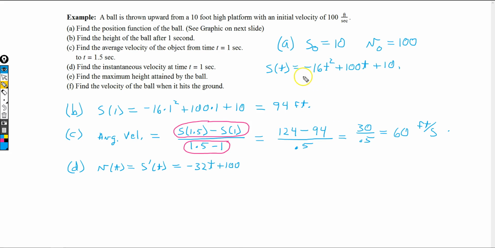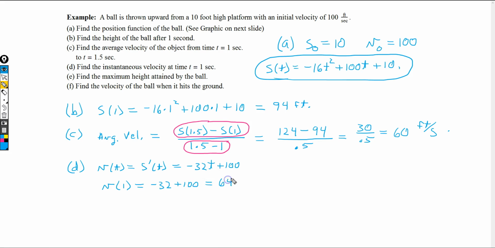That's just the derivative of our position function up here. And now we have to evaluate v of 1, or s prime of 1. And of course, that's just going to be negative 32 plus 100, or 64 feet per second. So that's our instantaneous velocity at time 1.